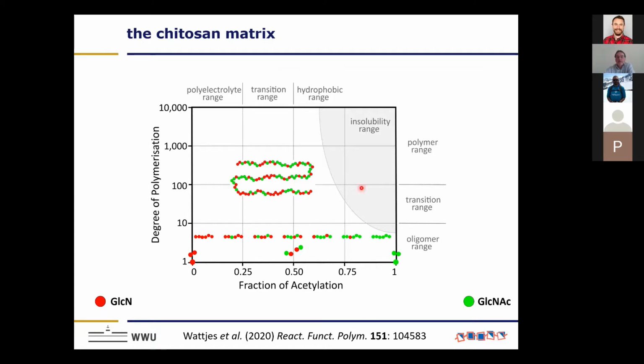And we came up with what we call the chitosan matrix, in which we have on the x-axis the fraction of acetylation. So we have glucosamine on the left side and acetylglucosamine on the right side. And on the y-axis, we have the degree of polymerization. So we go from monomer to oligomers, to large oligomers, small polymers, and finally large polymers. And of course, in the upper right-hand corner, we have the insolubility range. This is chitin, hydrophobic, crystalline, not soluble in water. But all the remainder of this matrix is accessible to us. There we can have soluble chitosans, and the bioactivity of these and the solution properties of these can be analyzed.